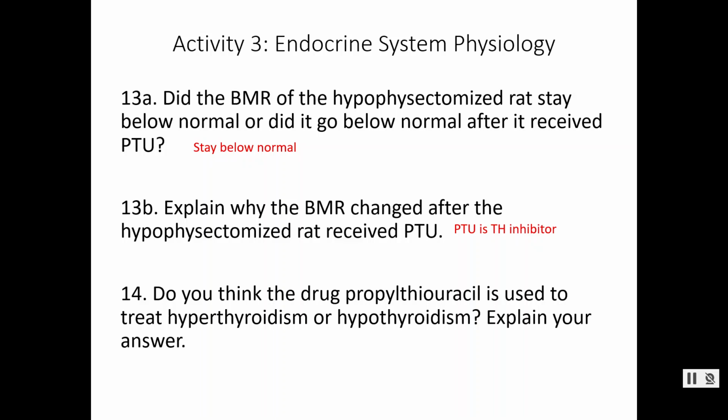Now, do you think the drug propylthiouracil, or PTU, is used to treat hyper or hypothyroidism? It would be hyperthyroidism because it is a TH inhibitor. So if you have too much thyroid hormone, PTU might be an option to lower your levels back down to normal.